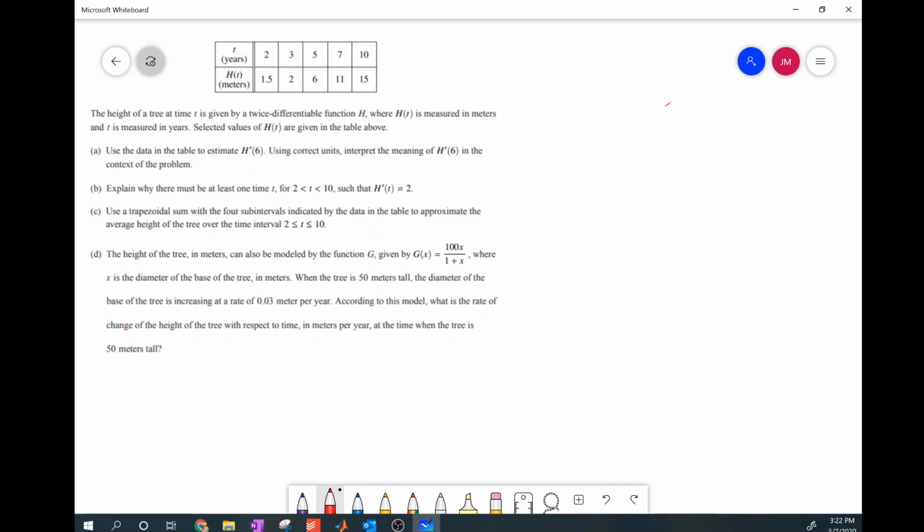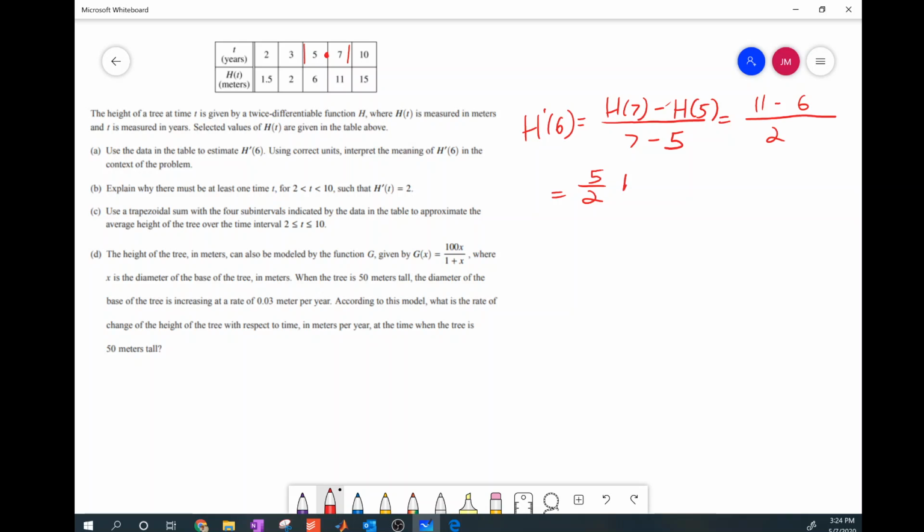So because we're not given the value for 6, we're going to have to do an estimate. We're going to use one value below, that'll give me using the 5, and one value above, that will be using the 7. So h prime of 6 will be h of 7 minus h of 5 over 7 minus 5. We know that h of 7 is 11, h of 5 is 6, and 7 minus 5 is 2. So that's going to be 5 halves.